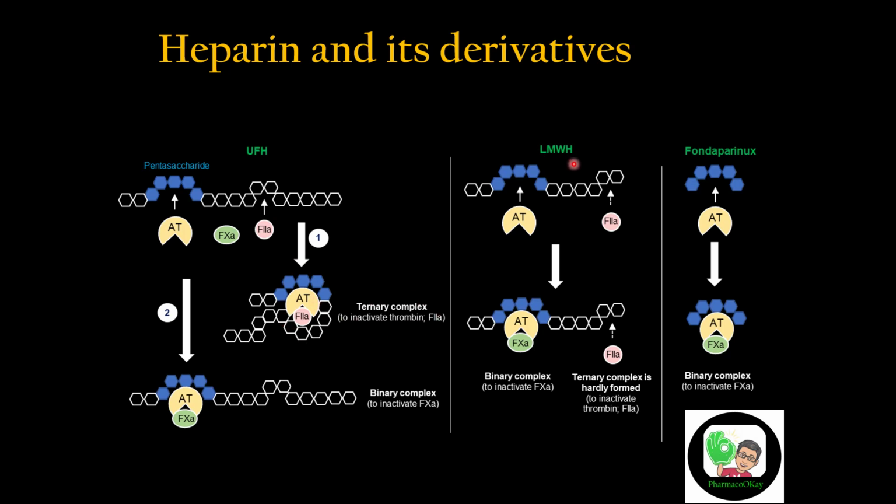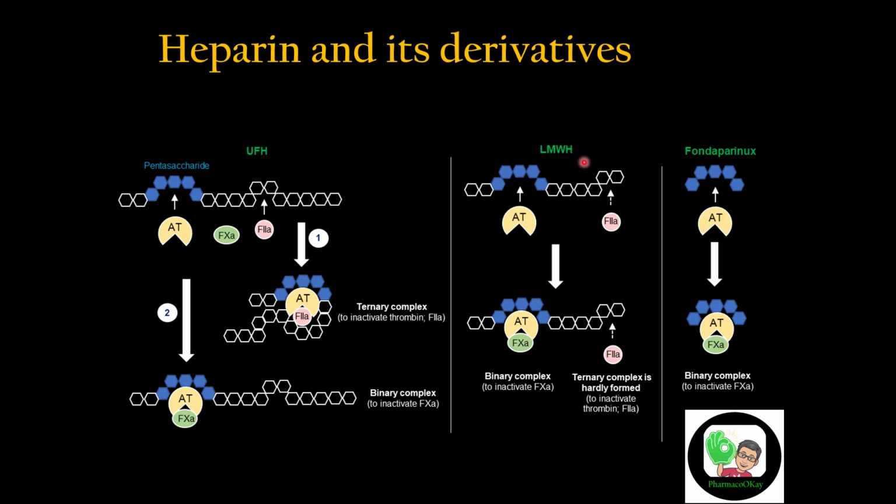But low molecular weight heparin has a shorter polysaccharide chain, so it has a pentasaccharide to bind and activate antithrombin to form a binary complex to inactivate factor 10A, but the region that could bind with thrombin is shorter than in unfractionated heparin, so it could not bind thrombin properly, so it hardly forms a ternary complex in order to inactivate thrombin.